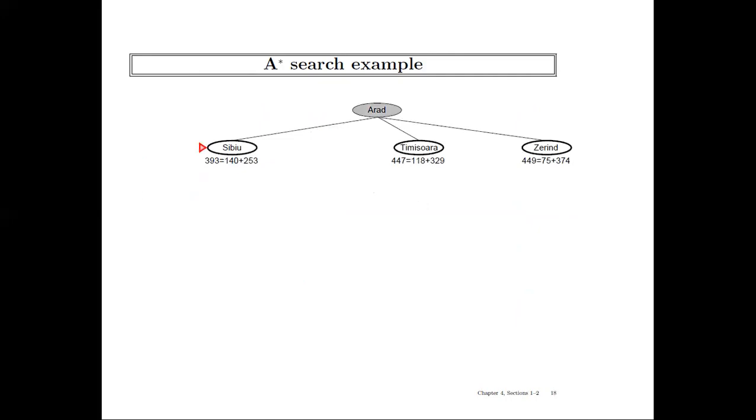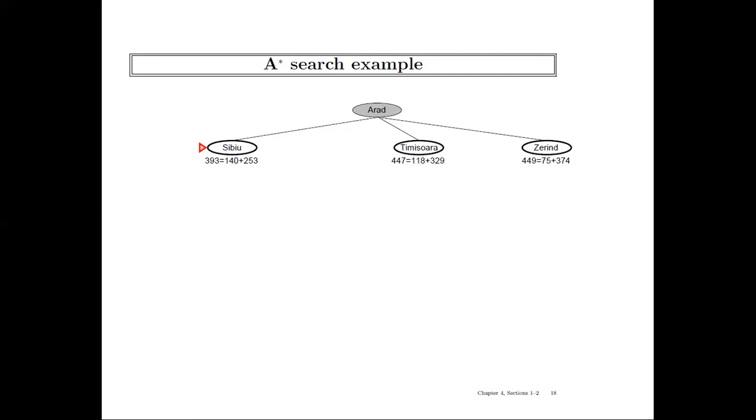Now in the next step, I reach three possible states. One is called Sibiu, second is called Timisoara, third is called Zerind. The calculation is done in the same manner. 140 is the g(n) value, 253 here is the h(n) value. In Timisoara, 118 is the g(n) value and the h(n) value is 329, which is given in the table. From Zerind, 75 is the g(n) value and 374 is the h(n) value, and then these values will be summed up. Now, which path is the less expensive path here? We can see easily the less expensive path is Sibiu.